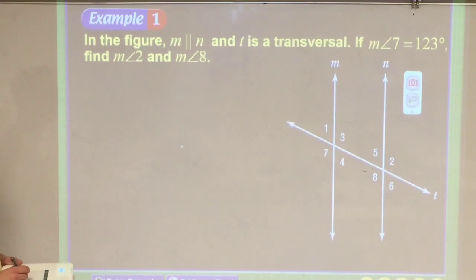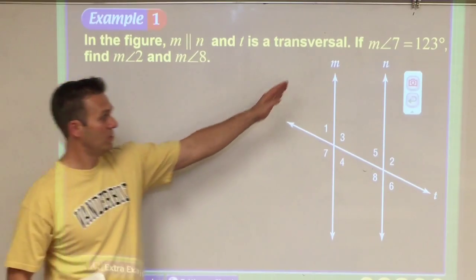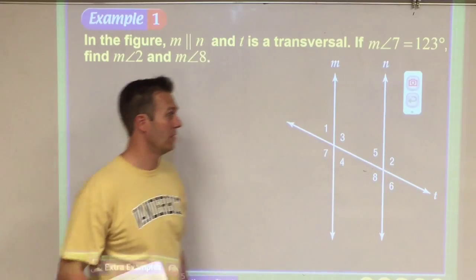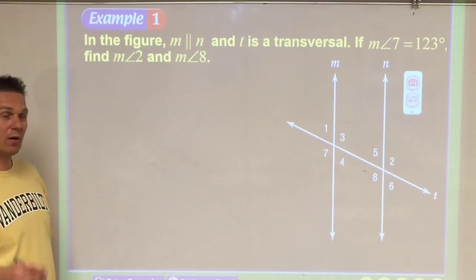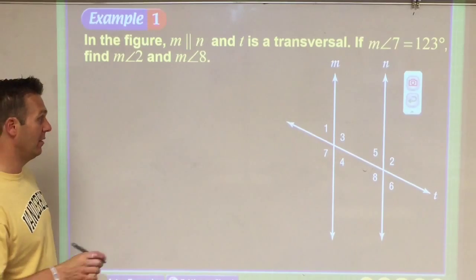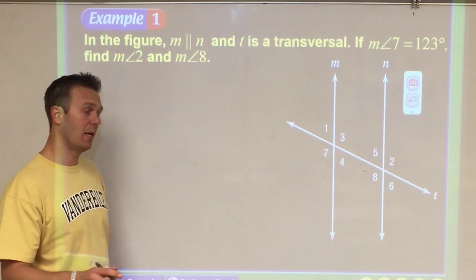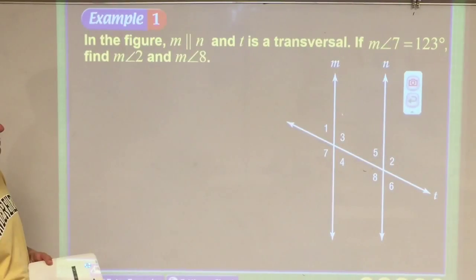All right, so in the figure here, what we have is 2 parallel lines and something that's going through. It's called a transversal. And there's some important words, vocabulary that you need to learn here, okay? And so we're going to start there with the vocabulary.